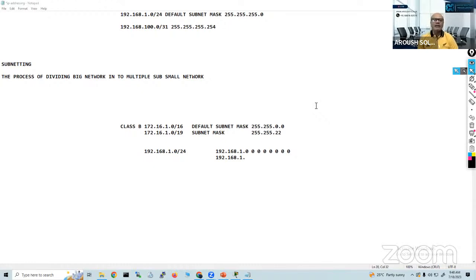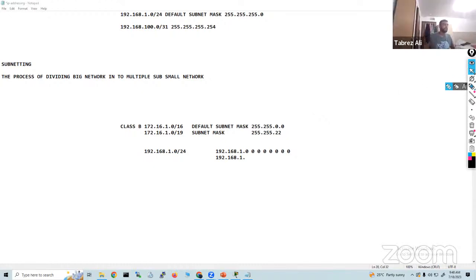Like a calculator, right? A scientific calculator, a standard calculator in your mobile phone, is already available. Same thing, an IP address calculator is also available. But being a network engineer, you must know how the calculation happens. So let's discuss this.